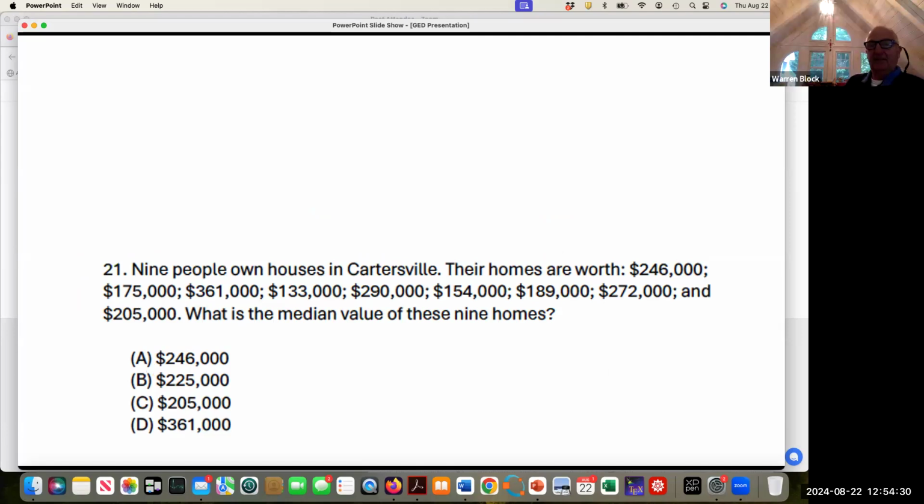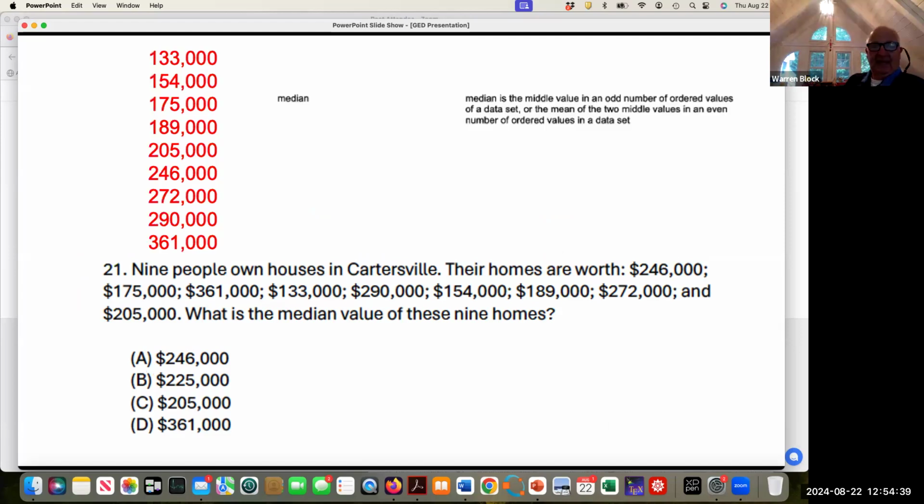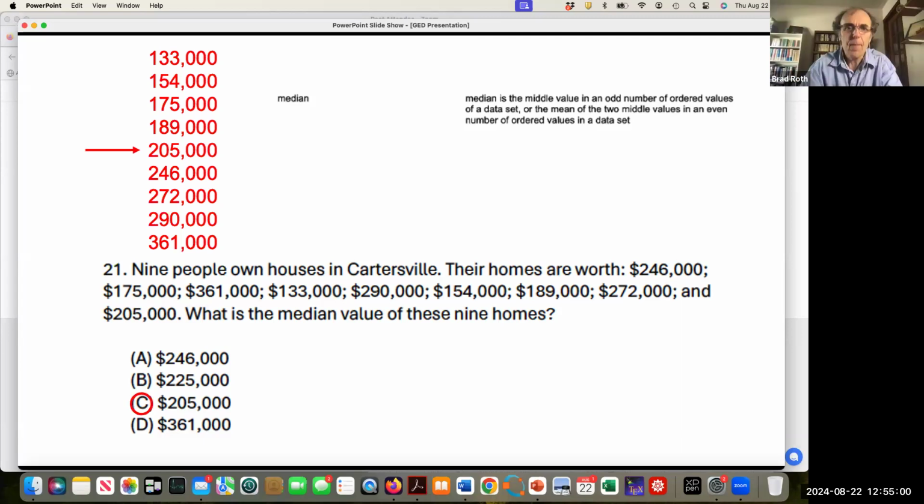So here's the median value. We needed the average before, the mean. Now we need the median. So we have to know that's the middle of those. And they're not put in order as they are written. So you have to write them out. You can leave off the zeros and just do 133, 154, 175, 189. And then count off what's the middle number there. It looks like 205,000.